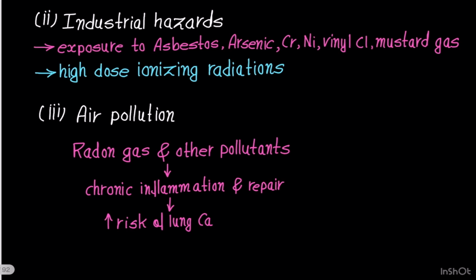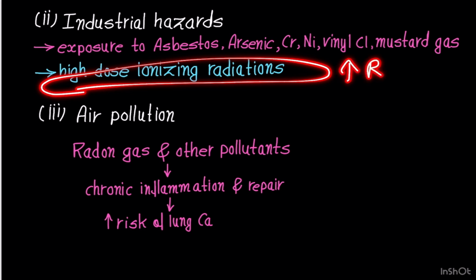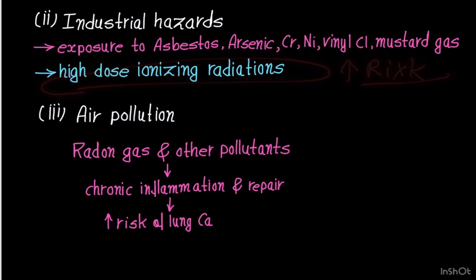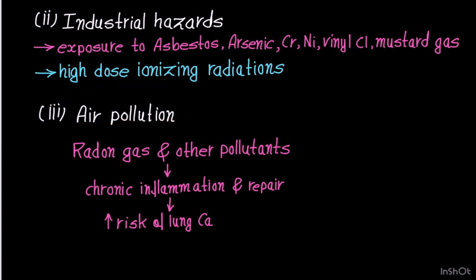After tobacco smoke, industrial hazards like exposure to asbestos, arsenic, chromium, nickel, vinyl chloride, mustard gas, and high doses of ionizing radiation also increase the risk of lung cancer. Then air pollution. Pollutants like radon gas and others cause chronic inflammation and repair, and we know that if there is chronic inflammation and repair in some region of our body, then there will be a risk of developing malignancy. So it also increases the risk of lung cancer.